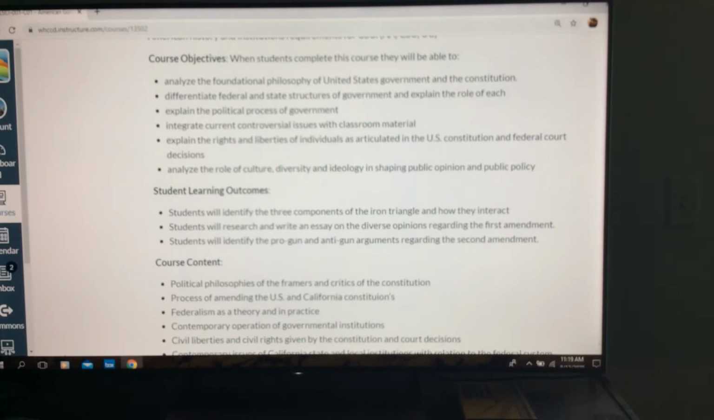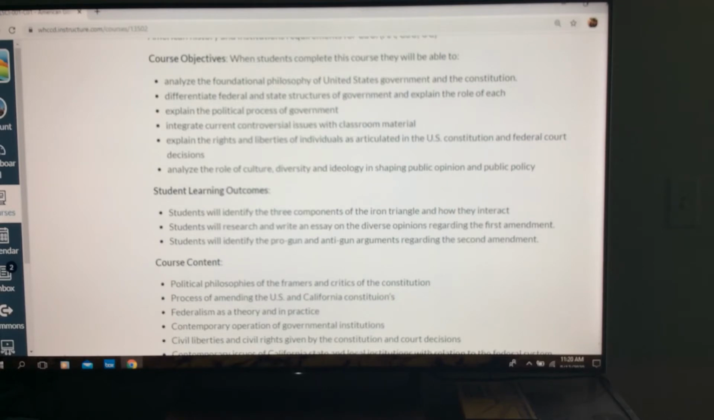You'll need to know what an iron triangle is and how they interact. You'll write an essay on different opinions of the First Amendment. Ones that expand First Amendment rights, and then other cases that limit First Amendment rights. And then you need to argue for and against the Second Amendment. What are the arguments for the Second Amendment? What are the arguments against the Second Amendment? So you will be asked to do some essays, some test questions on those three things.